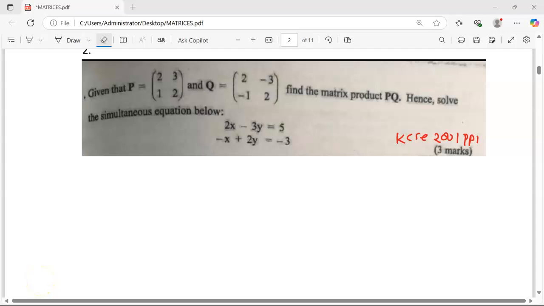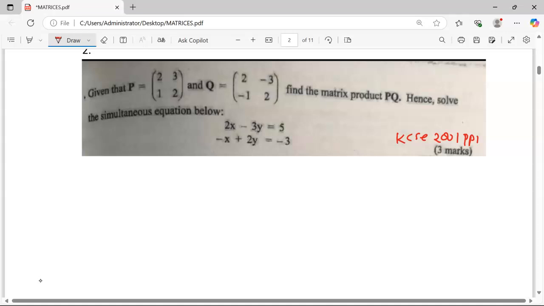Welcome. We are presenting a question that was done in KCSE 2001 paper 1, a question on matrices, form 3 mathematics. And the question we have reads, given that matrix P has elements 2, 1, 3, 2, and Q is 2, negative 1, negative 3, 2, find matrix product PQ. Hence, you solve the simultaneous equation below.